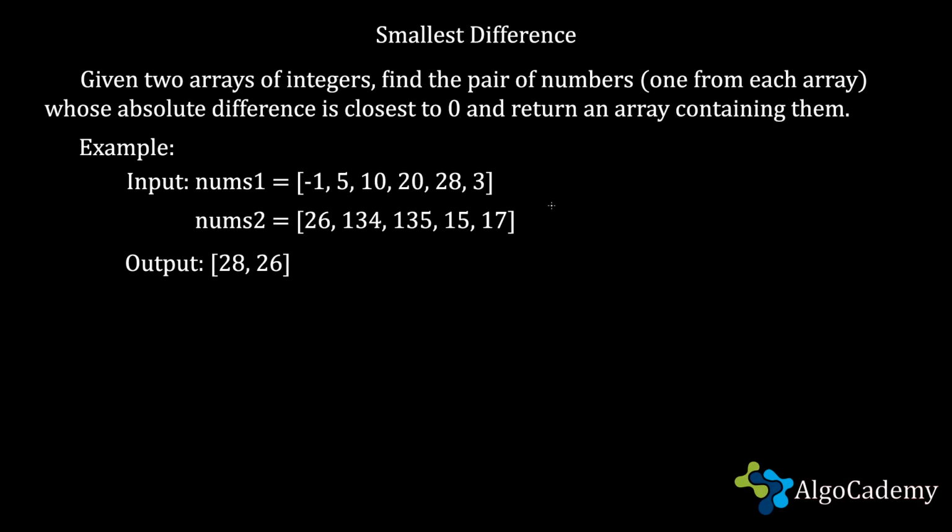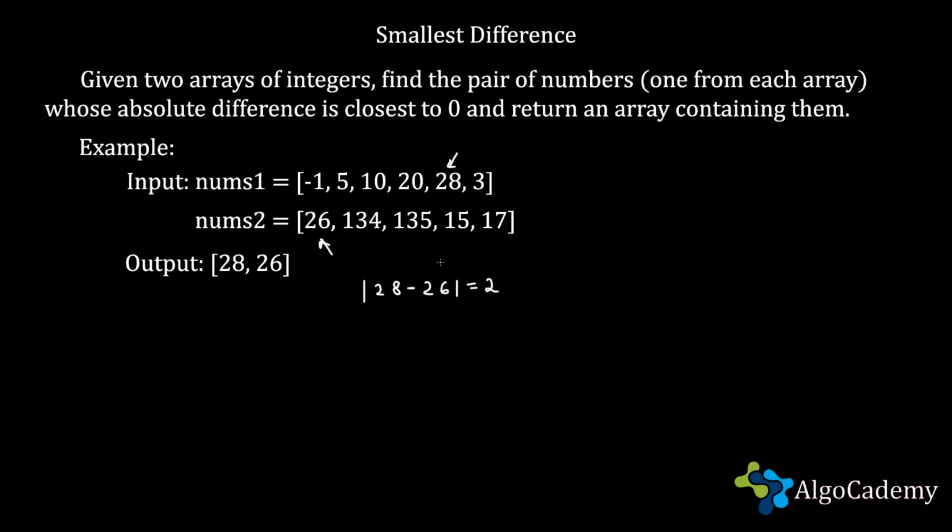This one is called smallest difference, and we are given two arrays of integers and we should find the pair of numbers, one number from each array whose absolute difference is closest to 0 and return an array containing them. So in this example we have nums1 and nums2, and the two numbers, the first one is 28, as you can see from nums1, and the second one 26, as you can see from nums2. The two numbers that have the closest absolute difference to 0 are 28 and 26. And why is that? Because their absolute difference is 2, and you can take each and every other pair of integers and you will see that you won't find a smaller one.